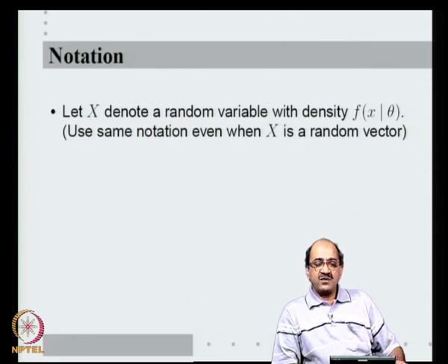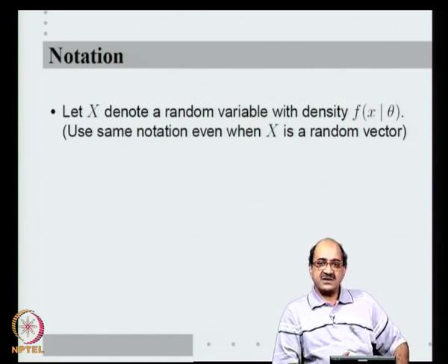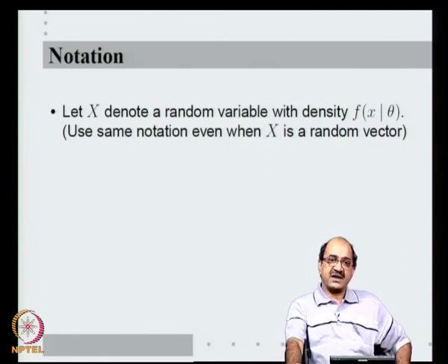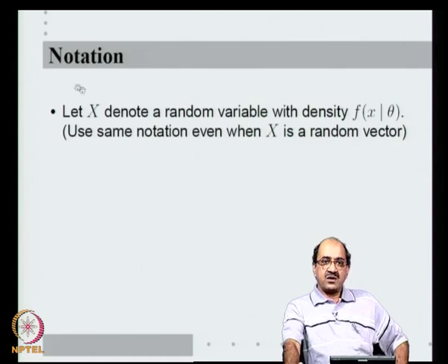From now on, we will not make any distinction between vector and scalar quantities. So, whether x is one dimensional, x is d dimensional, whether it is a feature vector, whether it is a single feature, we use the same x, we do not use any boldface, things will become clear from context. So, x is a random variable which could be a vector with density f x given theta.